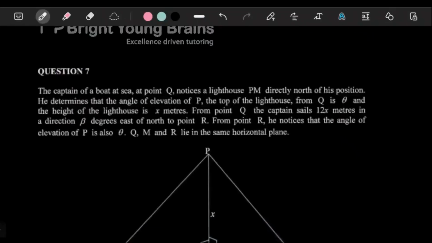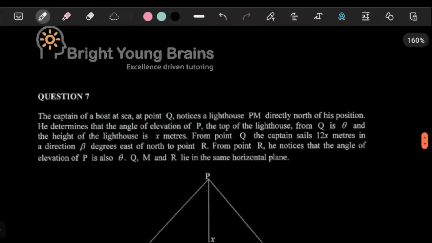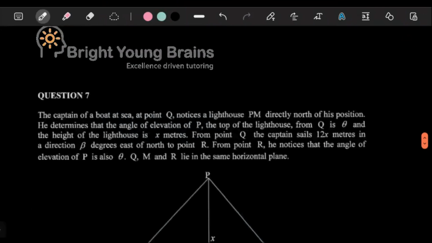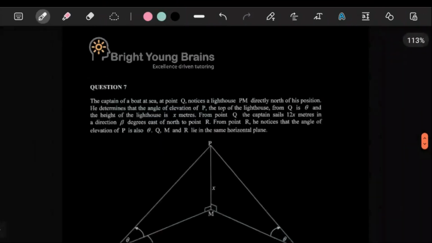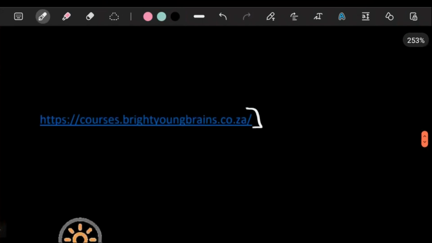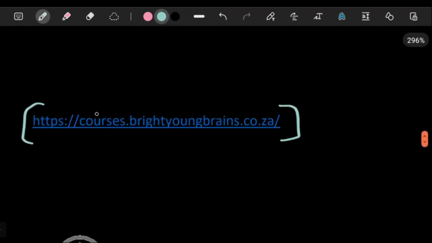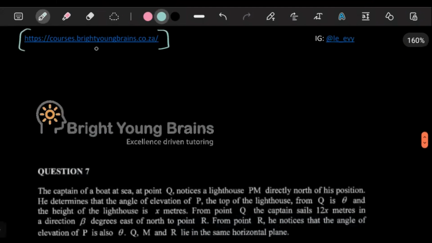Question number 7, we are within question 7. It's a 3D triangles question. In the trigonometry course on the website, the 3D triangles section is, I think, the last chapter, chapter 5, because this is practically the last trigonometry stuff that you learn. So the link to that is in the description.